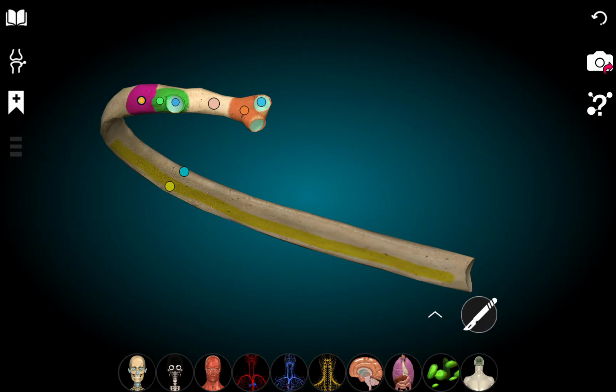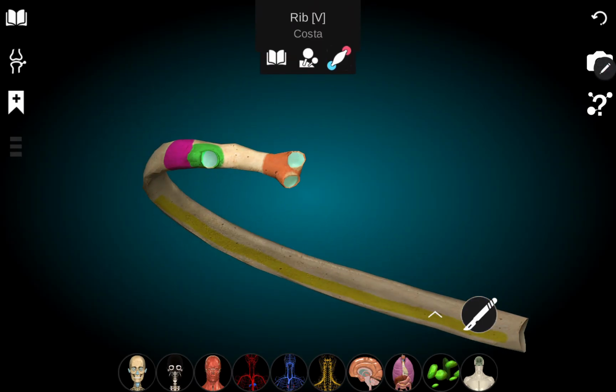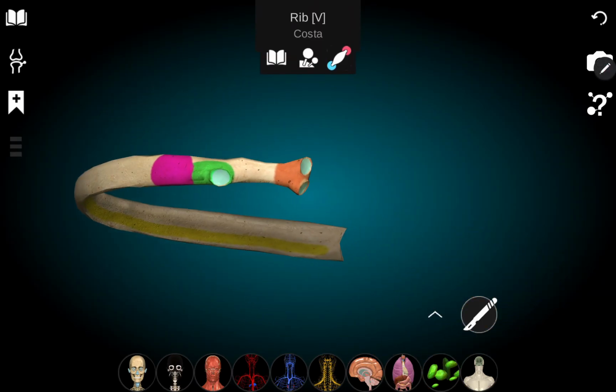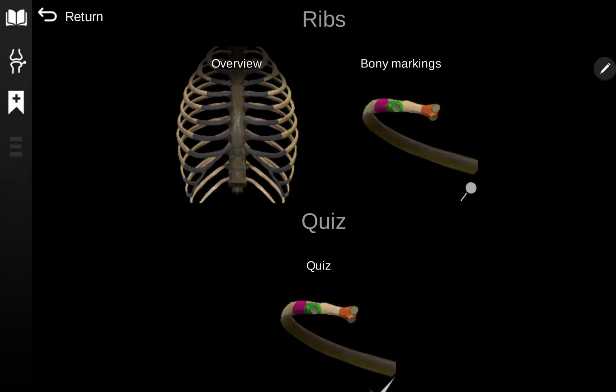So it's divided into two types, first is atypical and second is typical. Atypical ribs are the first, second, 10th, 11th and 12th ribs, and the rest of them are all typical ribs. And typical ribs, like I am showing in 3D view, this is the typical rib, but we also have atypical ribs.